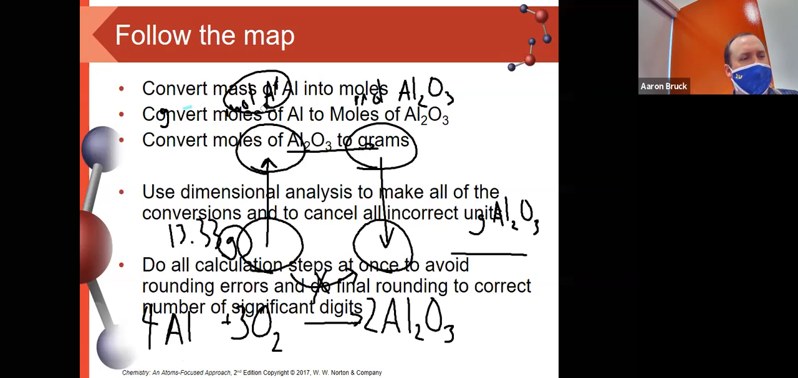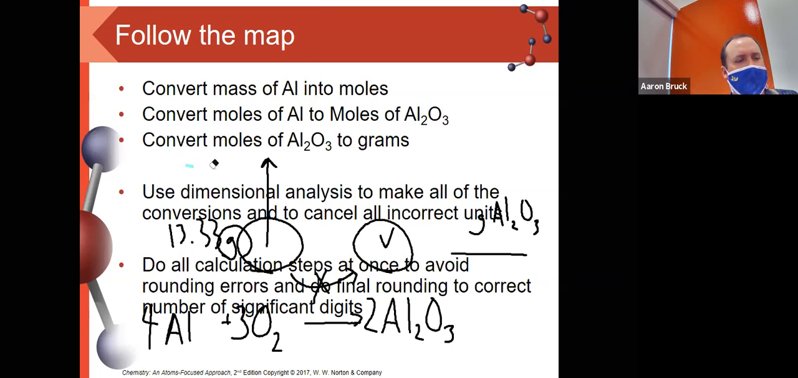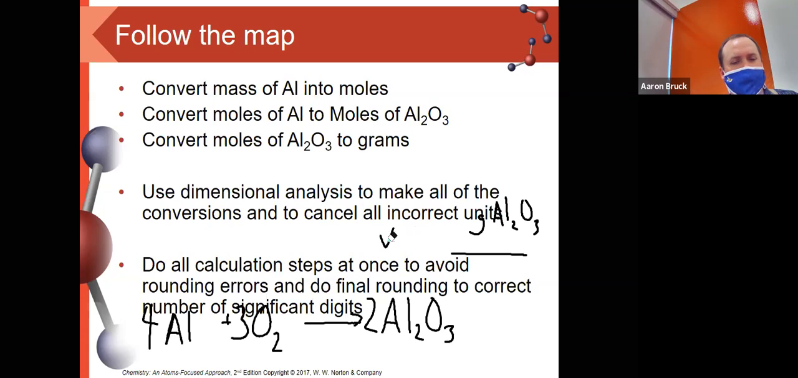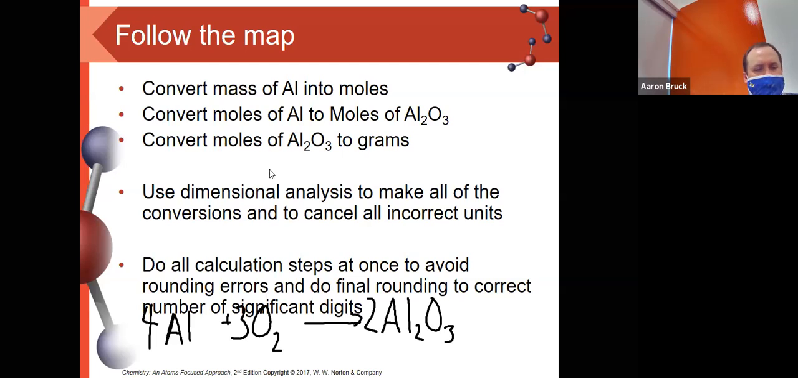So if we follow this map, as I mentioned, we're going to end up converting mass of aluminum into moles. We're going to convert the moles of aluminum into moles of aluminum oxide. And we're going to convert the moles of aluminum oxide into grams. We can do all 3 of these steps at once using dimensional analysis.